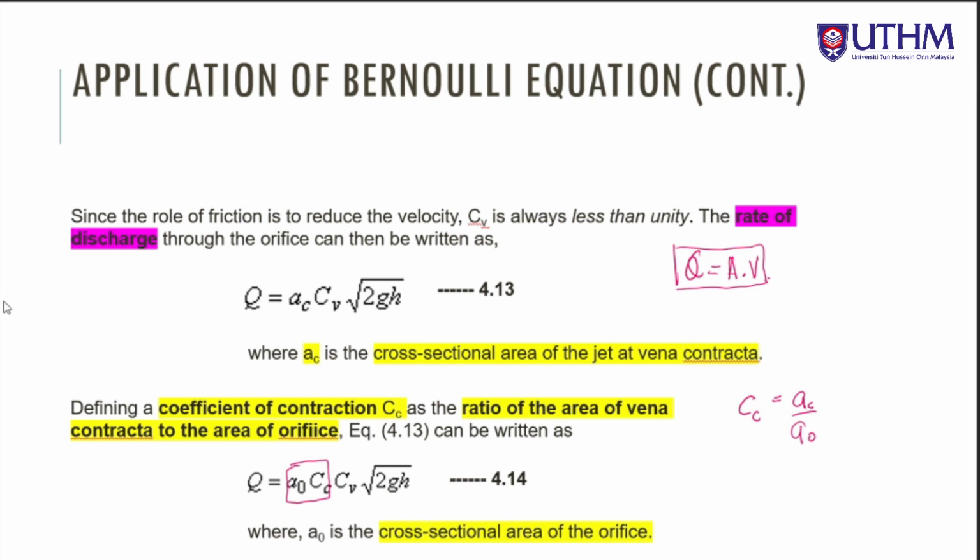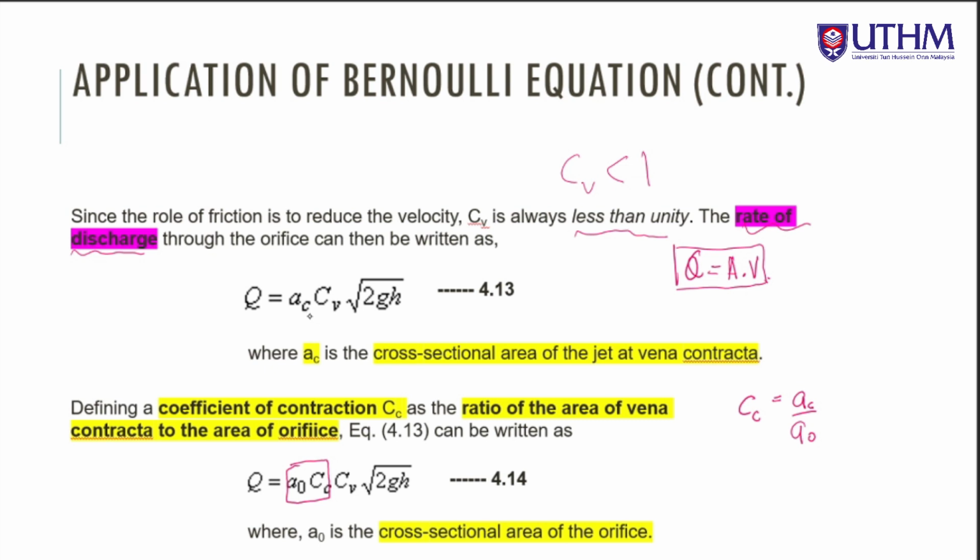Okay, next, since the role of friction is to reduce the velocity, faham kan, bila ada friction dia akan reduce velocity. CV is always less than unity. Okay, yang ni macam saya cakap tadi lah, CV will always be less than 1. And the rate of discharge through the orifice can be written as A times V. Okay, yang ni kena tahu. Rate of discharge is Q equals to A times V. A is area dekat mana dia keluar tu, and V is velocity dekat mana yang dia keluar lah.